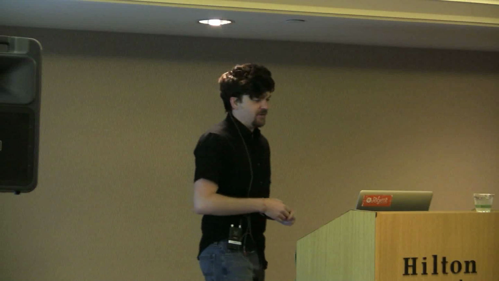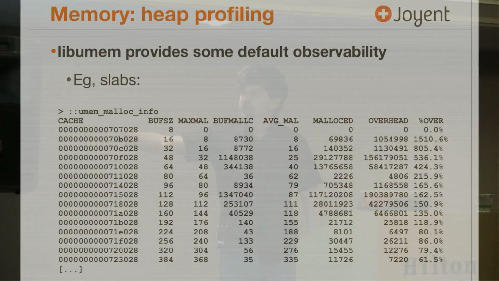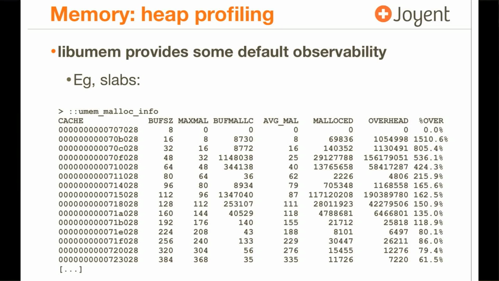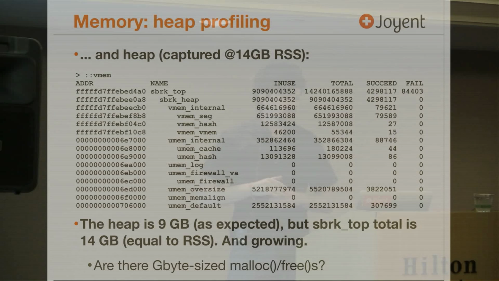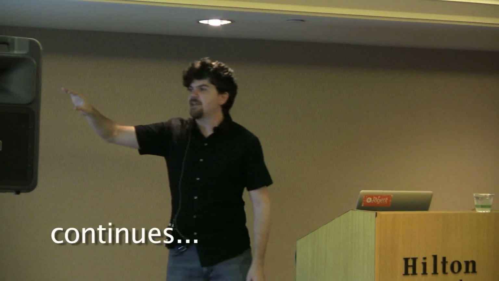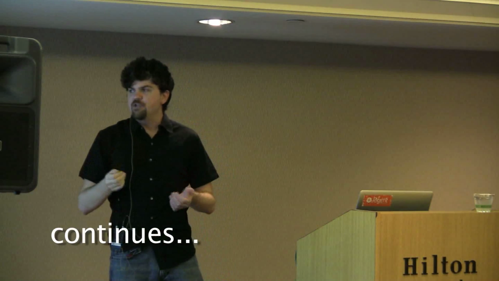Libumem does provide some other observability. A lot of this stuff wasn't documented very well. Well, it was documented in the code and in the bug, but ::umem_malloc_info actually shows the slabs, and we can look at how much is in use by malloc and the overhead of the slabs. ::vmem showed us the hierarchy of segments, and this is what was most interesting, where the total for the sbrk top, the top of the heap, was 14 gigabytes. This particular capture was at the 14 gigabyte state, whereas the in-use was 9 gigabytes.